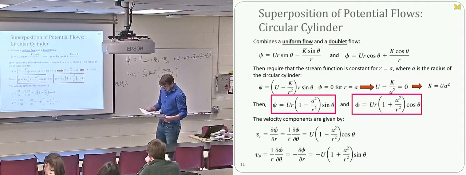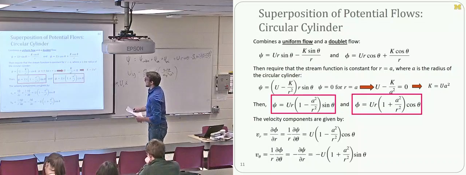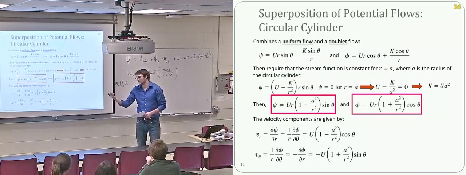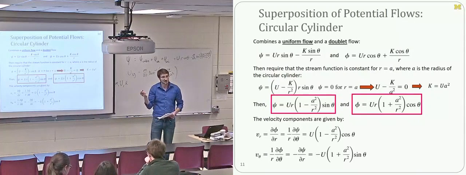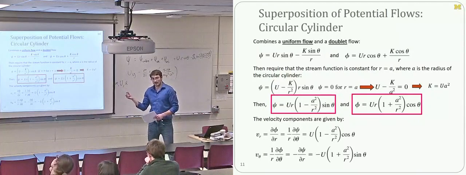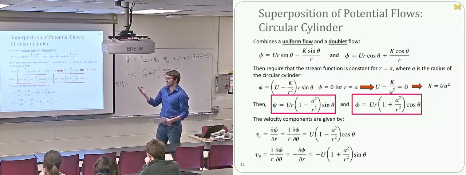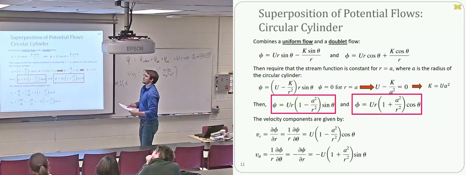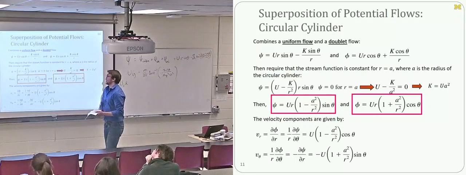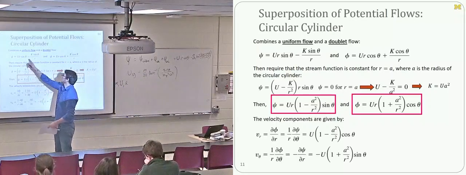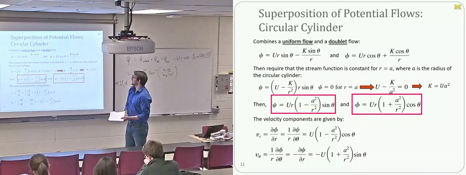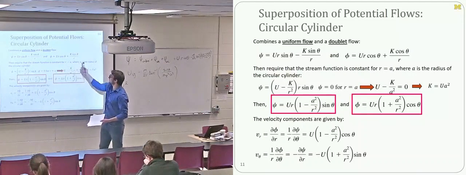Next item of interest is what happens if we let the Rankine oval case, the distance a between the source and sink, approach zero. Then, by what we talked about on Wednesday, if we take a source and sink of equal strength and let them smash together, what we get is what we call a doublet, right? The doublet stream function was given as negative k sine theta over r, where k is defined as the strength of the doublet, or the potential flow, k cosine theta over r.